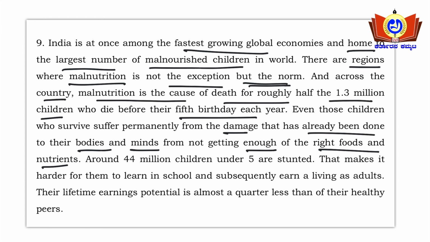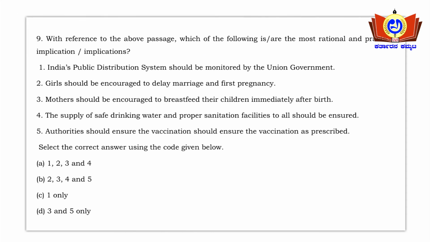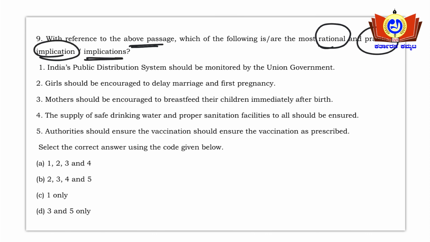Around 44 million children under 5 are stunted. That makes it harder for them to learn in school and subsequently earn a living as adults. Their lifetime earnings potential is almost a quarter less than that of their healthy peers. So this is the passage. The question is: with reference to the above passage, which of the following is or are the most rational and practical implications? So we need to find out the consequences, the most rational and practical implications.